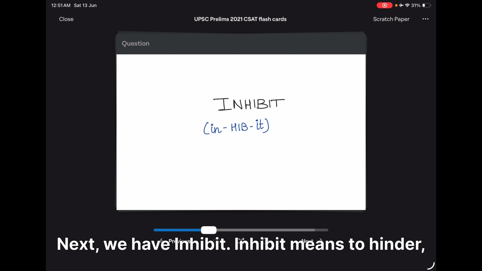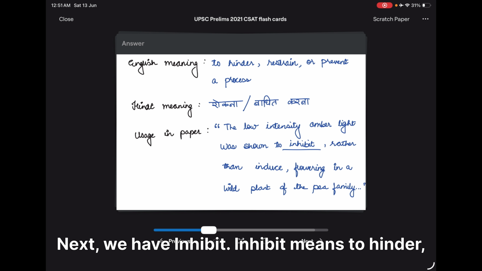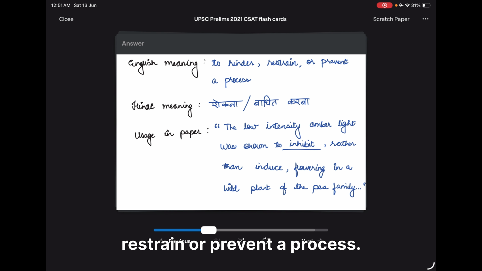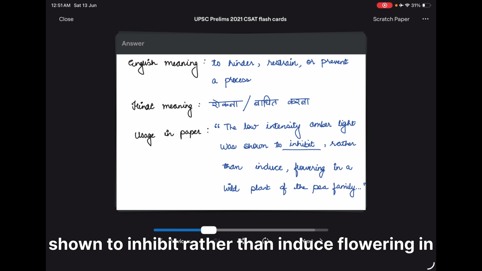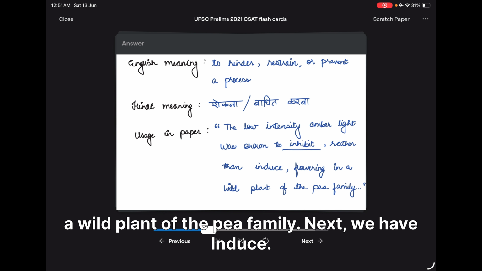Next we have inhibit. Inhibit means to hinder, restrain or prevent a process. हिंदी में इसका अर्थ है रोकना या बाधित करना. In the paper, it was used as the low intensity amber light was shown to inhibit rather than induce flowering in a wild plant of the pea family.